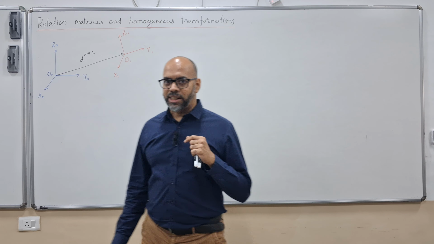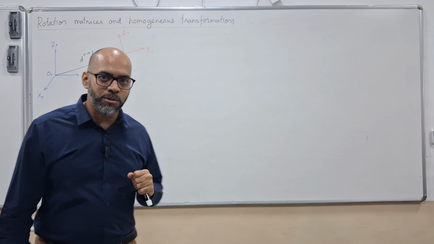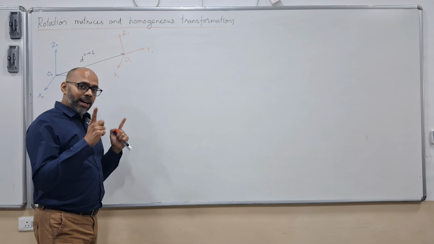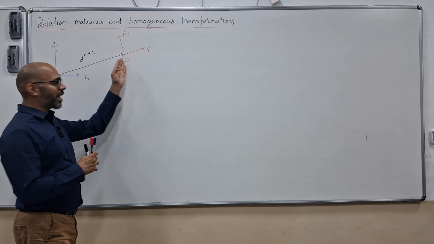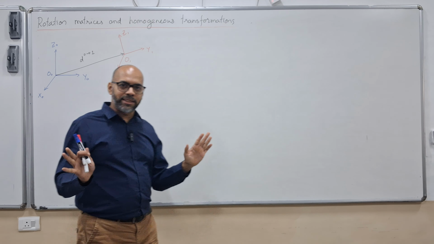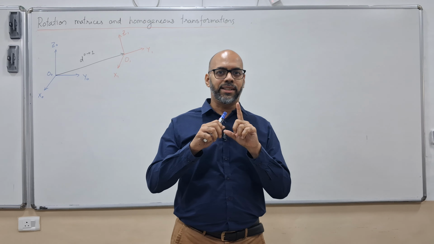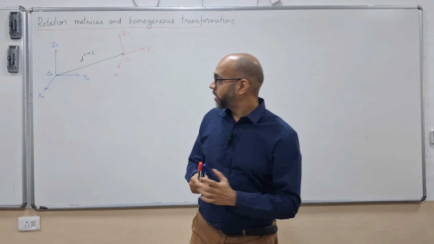We talked about rotation matrices. Now let's talk about homogeneous transformations. In rotation matrices, we assumed that there was no translation, or rather translation did not matter. We were only concerned with components of a vector in two different frames with different orientations.